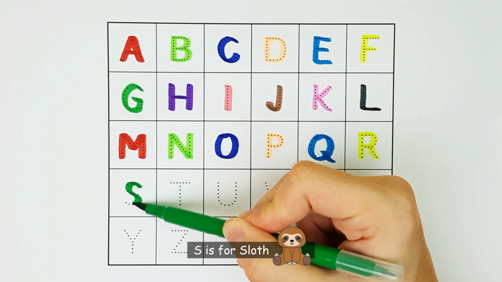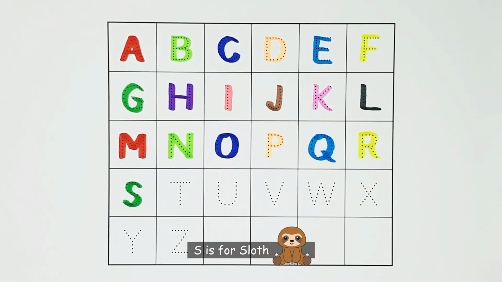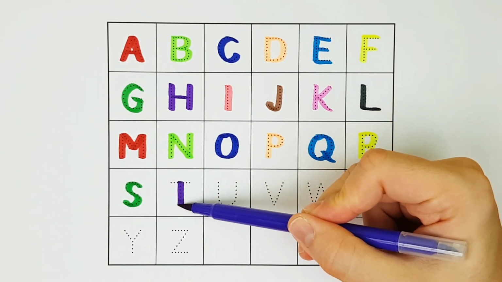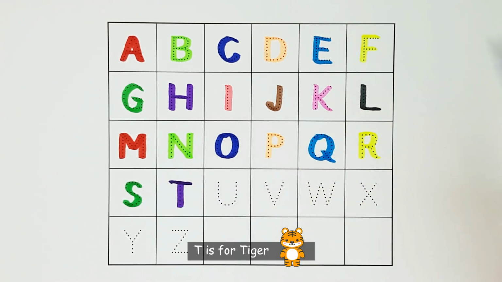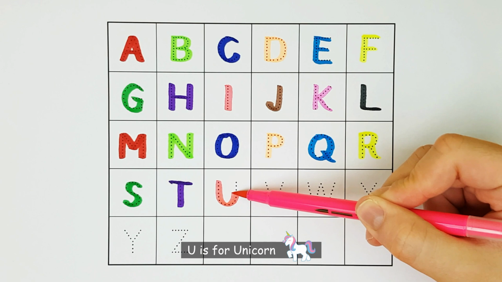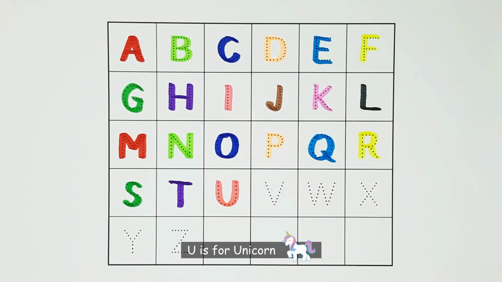S. S is for sloth. T. T is for tiger. U. U is for unicorn.